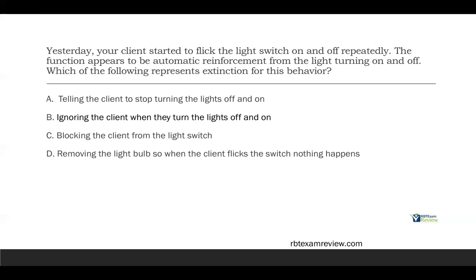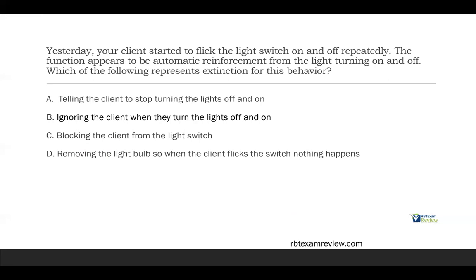B, ignoring the client when they turn the lights off and on. Again, the function isn't attention, okay? So even if you're ignoring them, even if you weren't in the room, they would still be flicking the light off and on because it's automatically reinforcing, okay? So you ignoring the client has nothing to do with it. Remember, extinction does not mean ignoring.